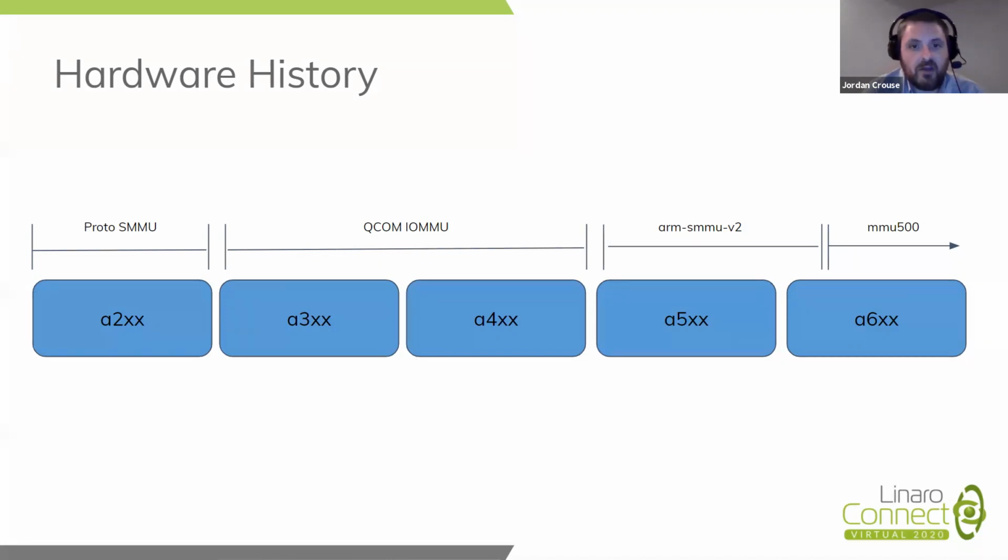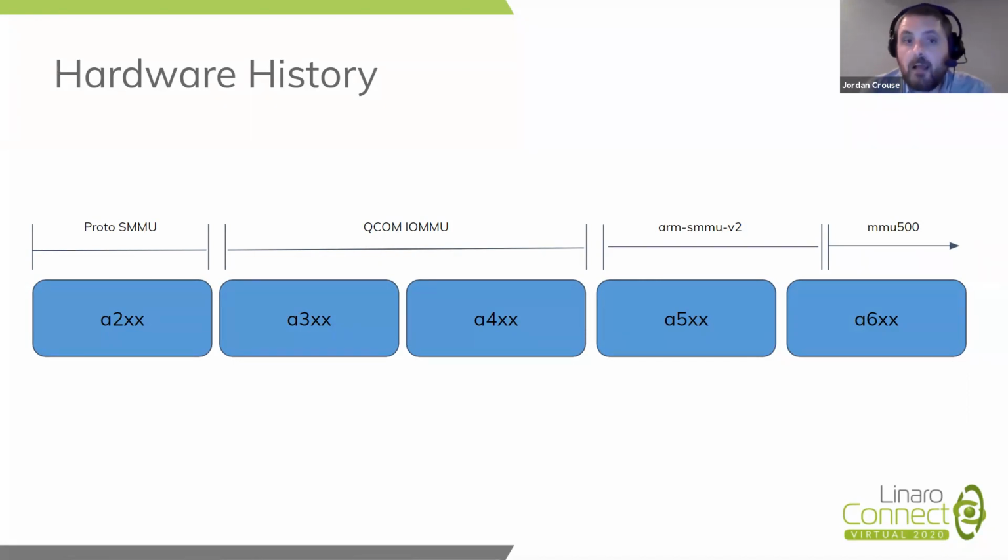And then slowly over time, we evolved into something similar to the MMU500. It's a little bit customized, but it's essentially an MMU500 with a little bit of stuff glued on. The advantage of this is that as of when we transitioned to A5XX, I guess that was 5 or 6 years ago maybe, we were able to start using the ARM SMMU driver as it was. So we were able to start using the stock driver.